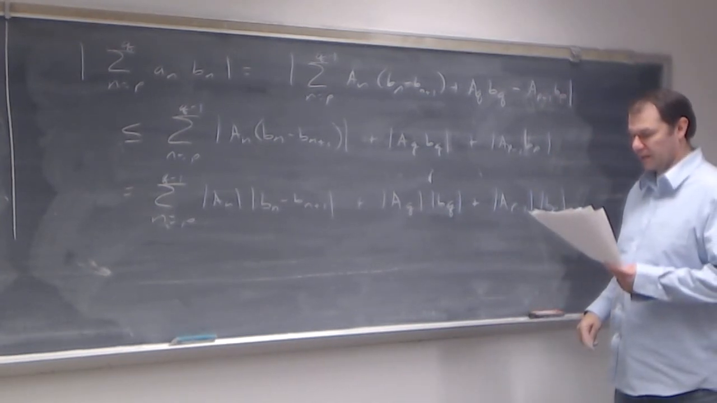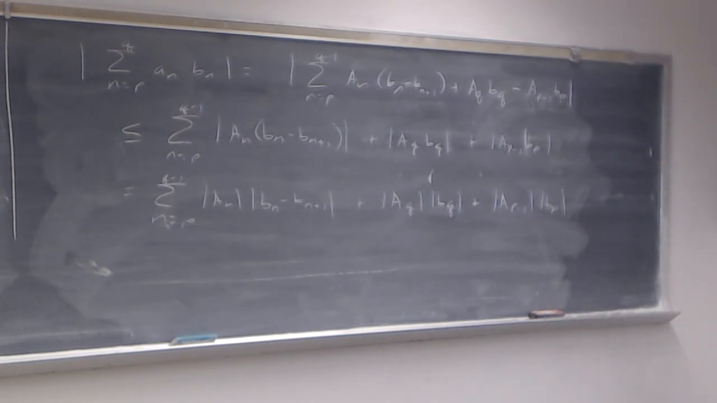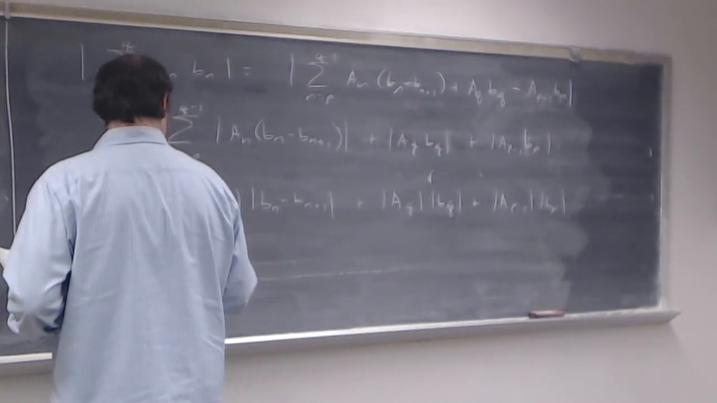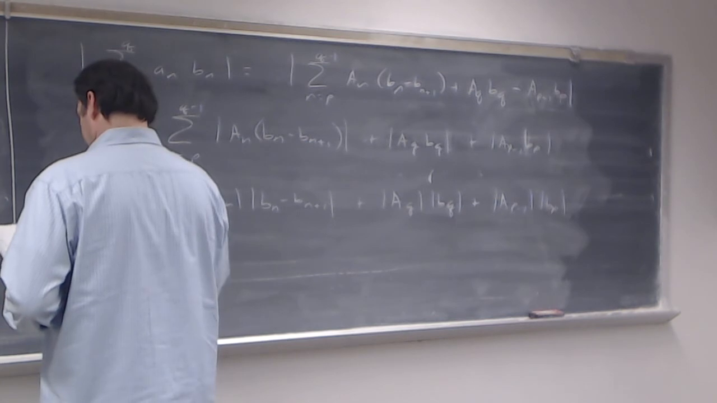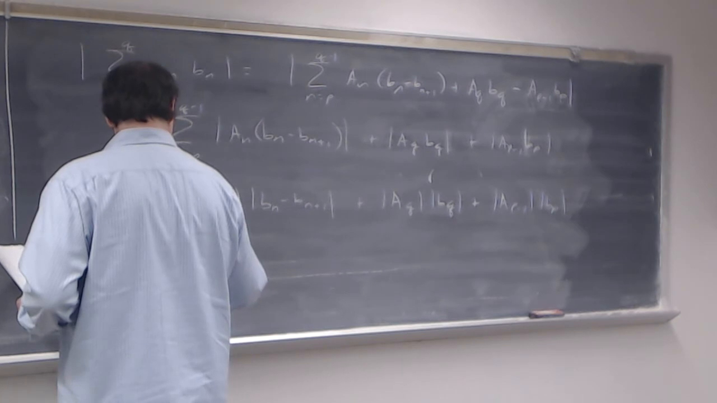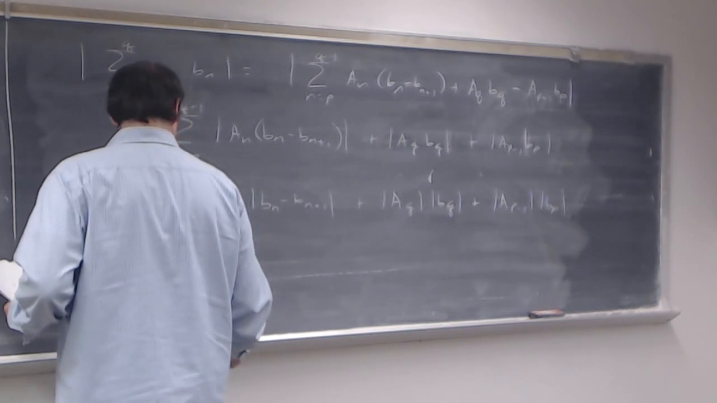Now, because the a sub n's are bounded, I can replace each one of these with m. So this is going to be less than or equal to m times, so replace this with m and then bring it out, it's going to be bigger. And I can replace each one of the absolute values of the big A's by m.